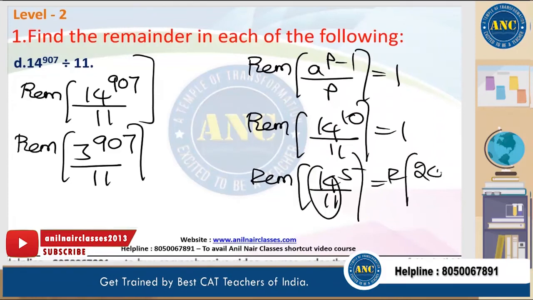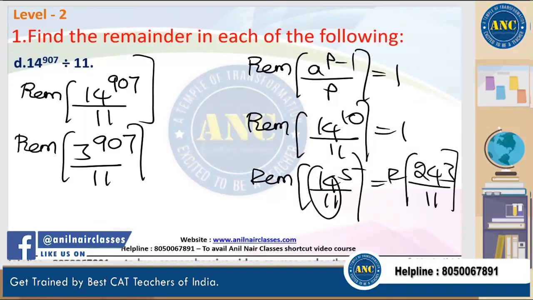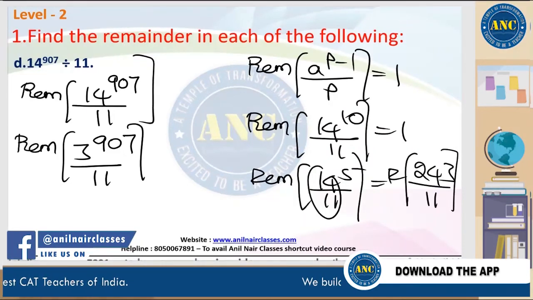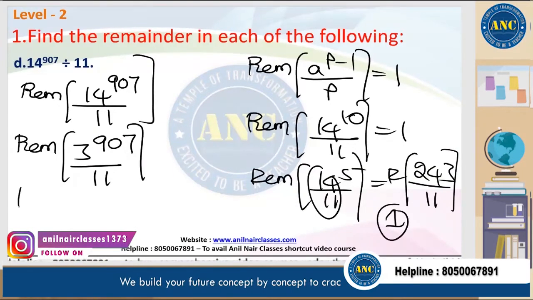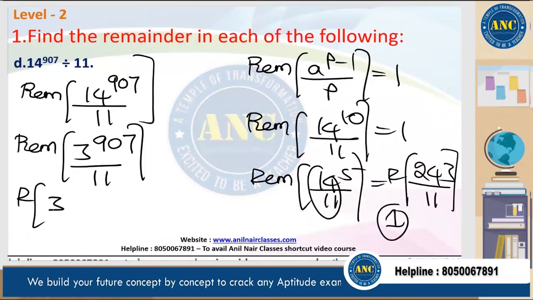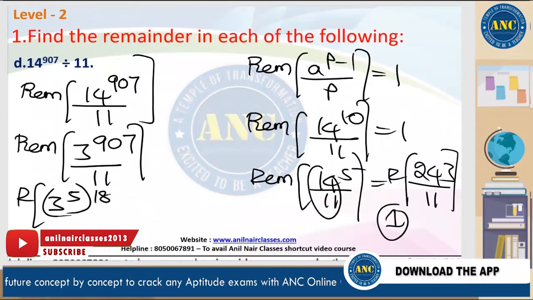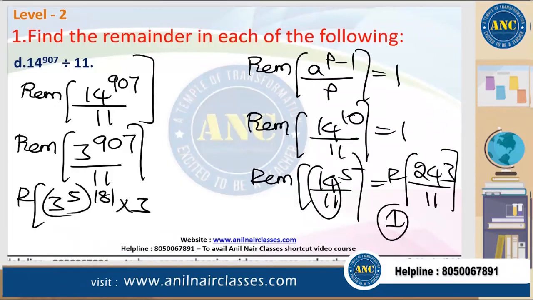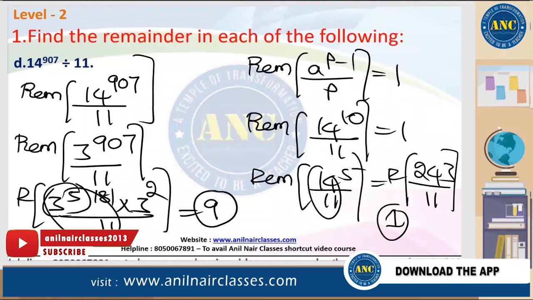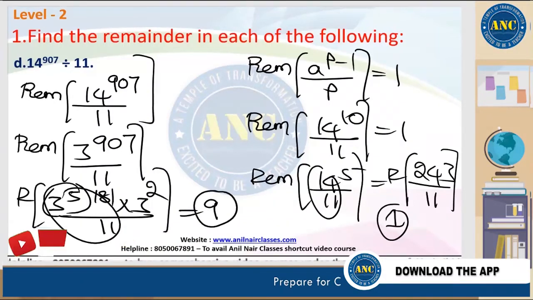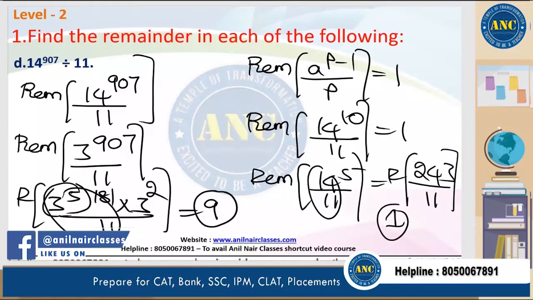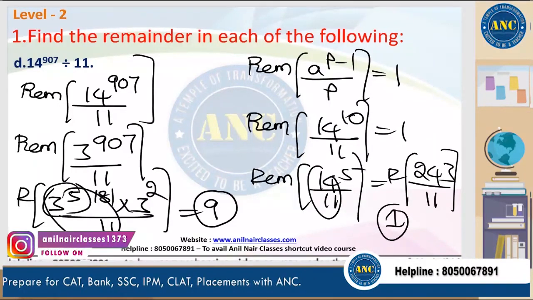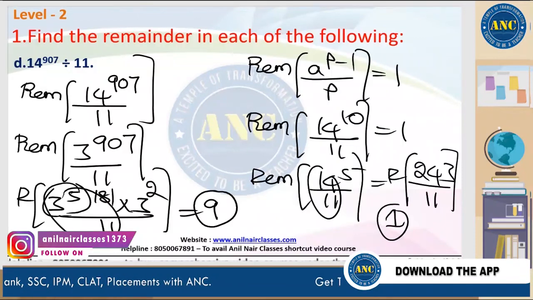3 power 5 is 243 divided by 11. 11 twos are 22, 23. 11 twos are 22. 1. See, I got it. So it is nothing but 5. So 3 power 5, 181 into 3 power 905. 3 square divided by 11. This is 1. 9 divided by 11 is 9. I hope it is clear.